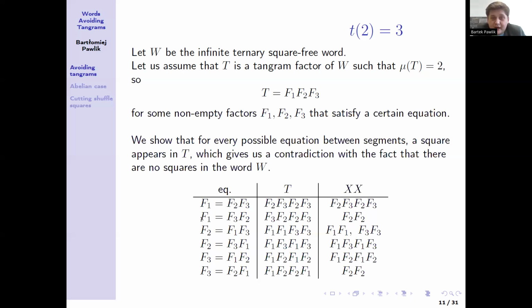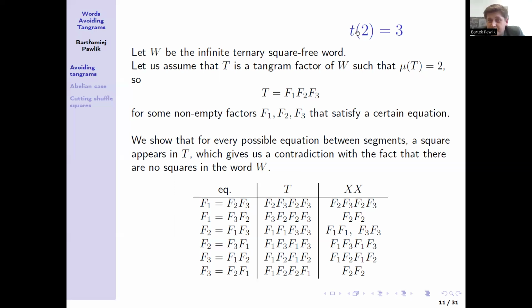For example, if f1 is f3, f2, like in this case of x, y, y, x, then subtracting f3, f2 for f1, we get this form of tangram. So here is f2, f2, and this is the square, and this is the contradiction because the word had to be square free. Yes. So in every example here, every possible equation, we get the square.